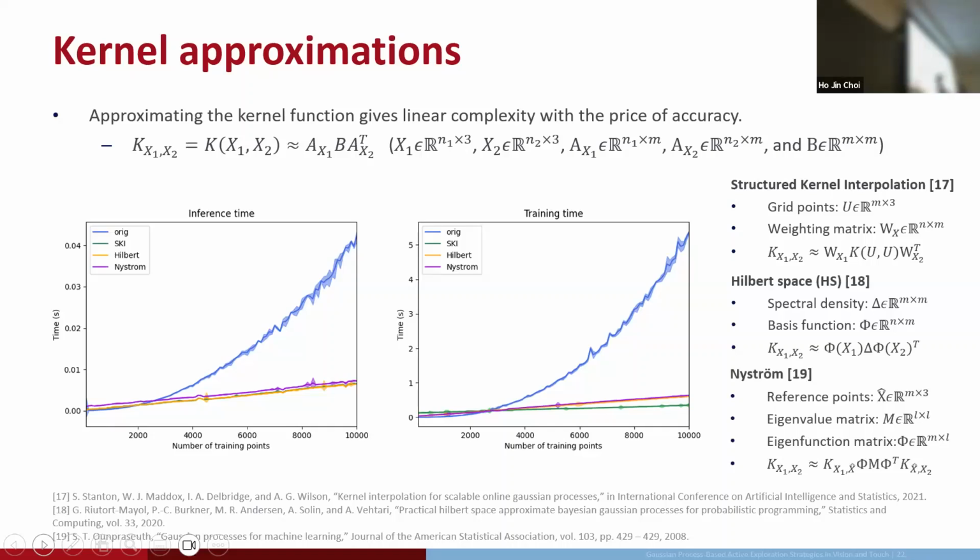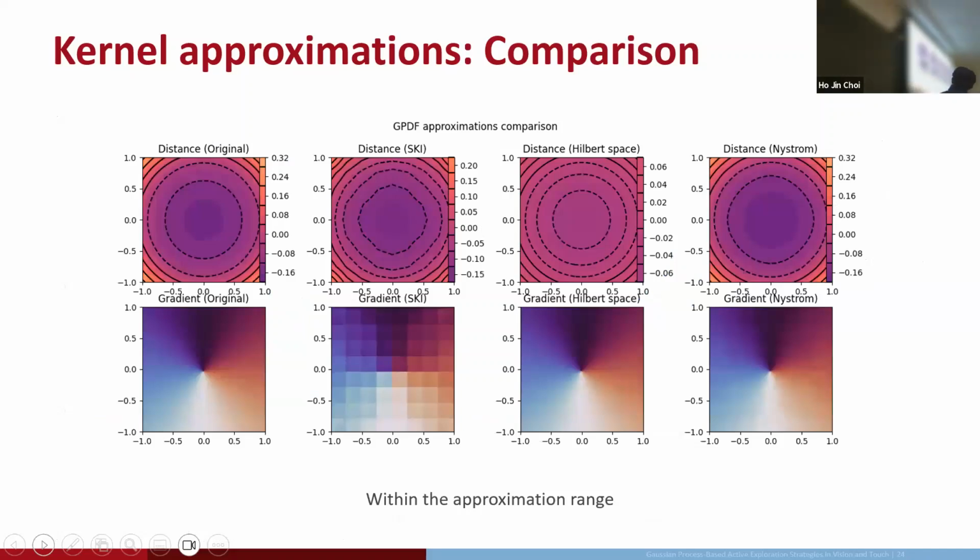You can see that they all give linear complexity in inference and training, compared to the original Gaussian process, which has cubic complexity. But since this is an approximation, there's a degradation in accuracy, which we're going to look into. First, within the approximation range, the structured kernel interpolation has a discontinuous gradient field because it's using interpolation.